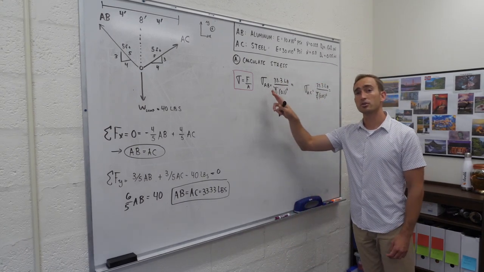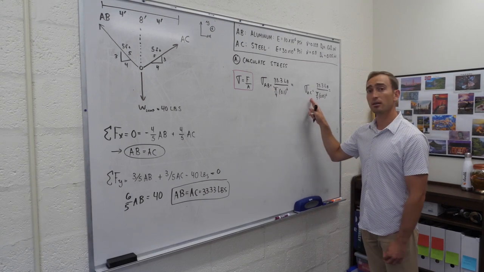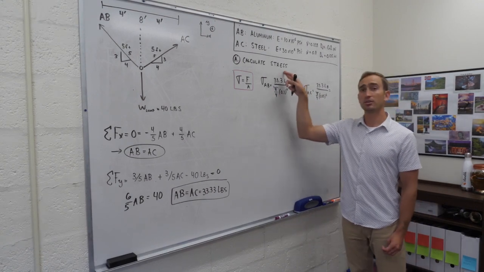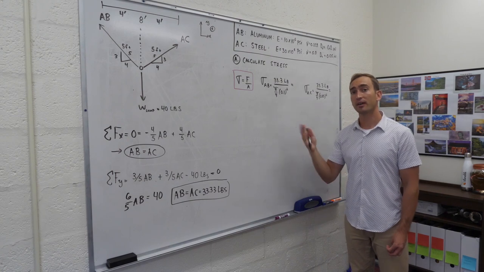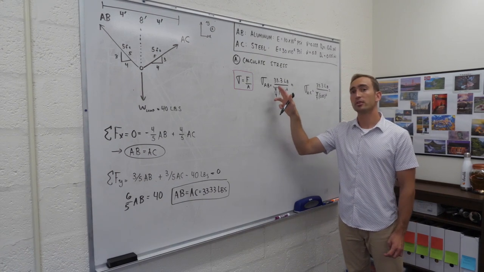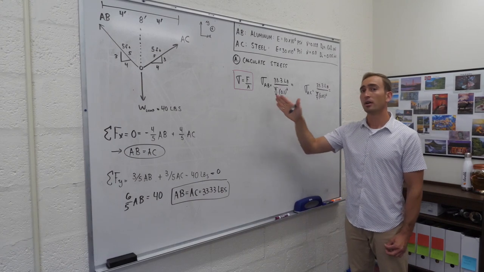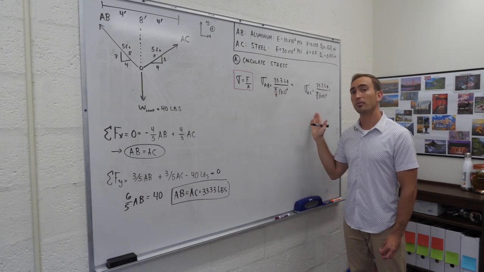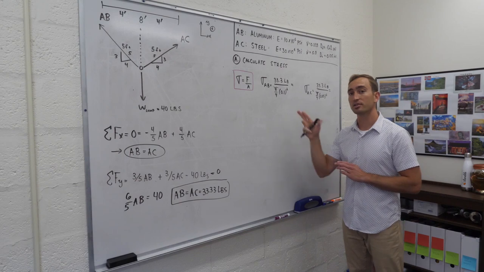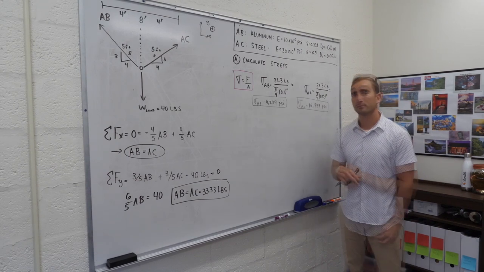Now I've got the equations for stress of AB and stress of AC both written out. We've got the tension in each cable, 33.3 pounds, divided by the area. And I'm using the equation of pi over 4 times diameter squared to get us the answer. So for cable AB and cable AC, we now know the stress by just completing these calculations here.